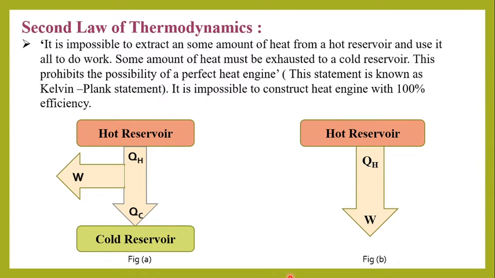So according to the second law of thermodynamics, it is impossible to extract some amount of heat from a hot reservoir and use it all to do work. So this is the first condition, that is to extract QH amount of heat from hot reservoir and convert it all into work. According to the second law, some amount of heat must be exhausted to the cold reservoir. This prohibits the possibility of a perfect heat engine. This statement is known as Kelvin-Planck statement. So basically, it is impossible to construct a heat engine with 100% efficiency.